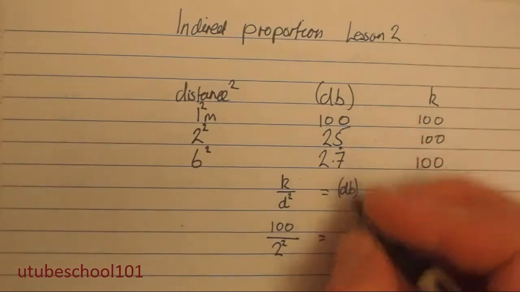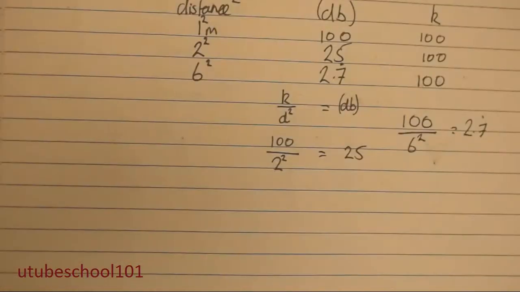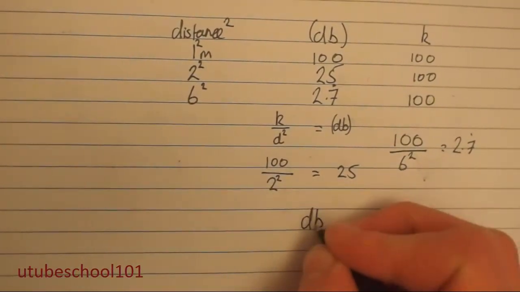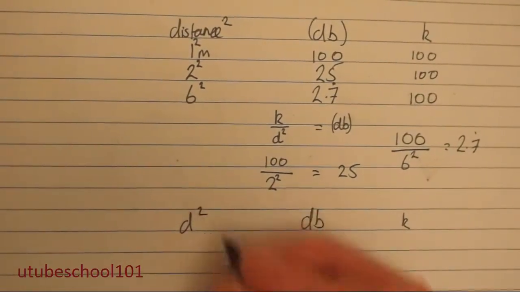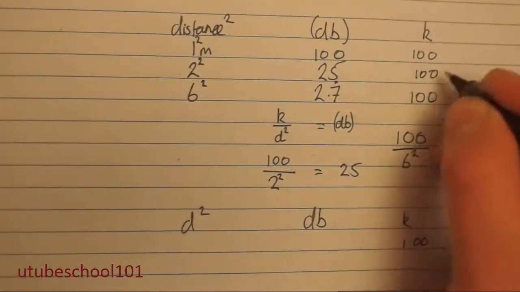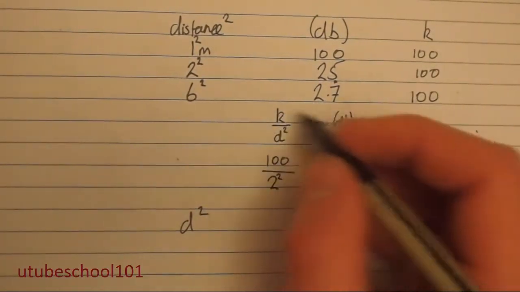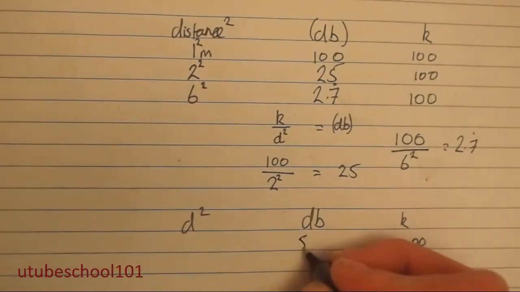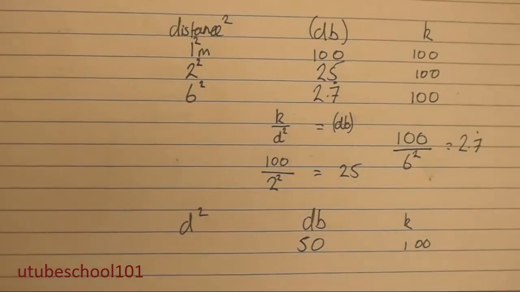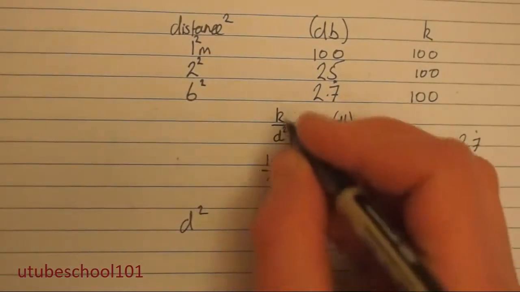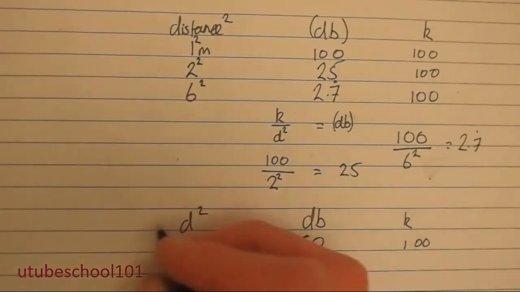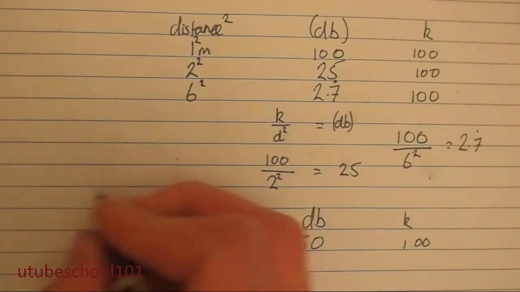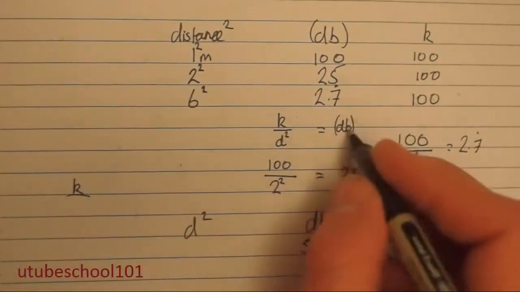Let's try another example. Hopefully you can work this out. I'll quickly draw the headers in: K, distance squared. The K is going to be the same, we're just following down from the previous table. Let's get given the decibels, and we can precisely work out how far away it is. Now if we rearrange the equation, remember we have K divided by d squared equals decibels. Now we're going to swap these around.